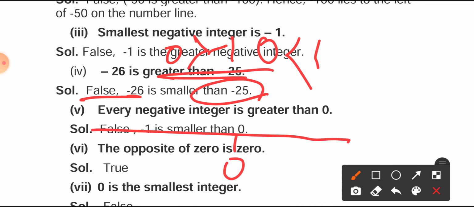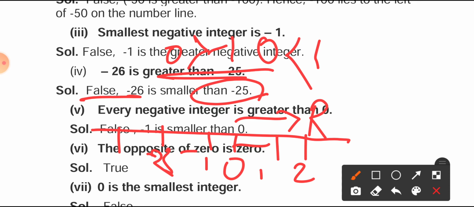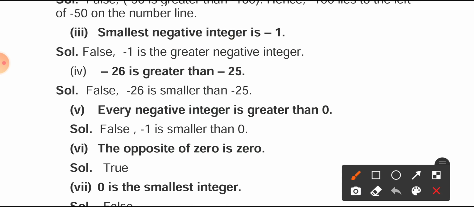As you can see on the number line also, positive numbers are on the right hand side, it means they are greater than 0, but negative integers are on the left hand side, it means they are smaller than 0. So every negative integer is greater than 0, it will be false, as minus 1 is smaller than 0. Next one, the opposite of 0 is 0. Yes, it is true.